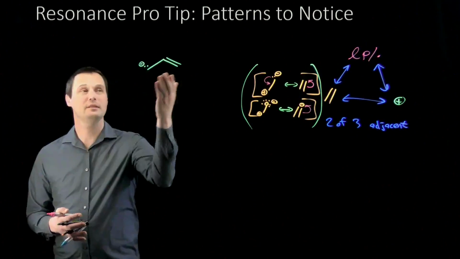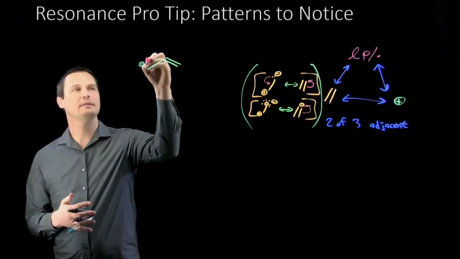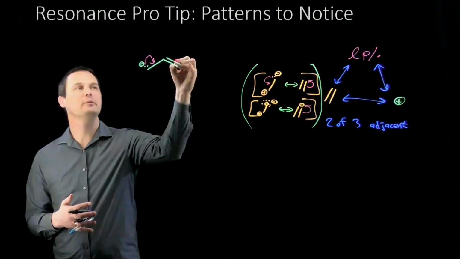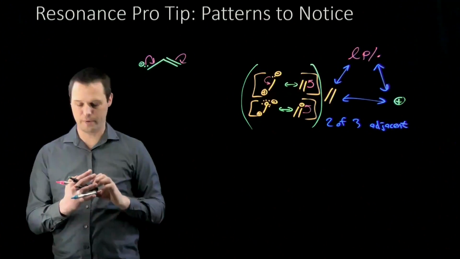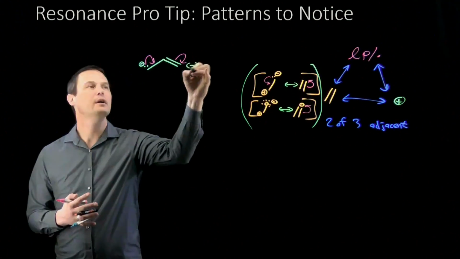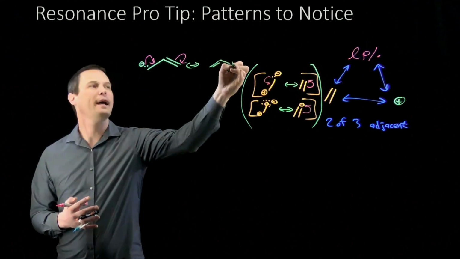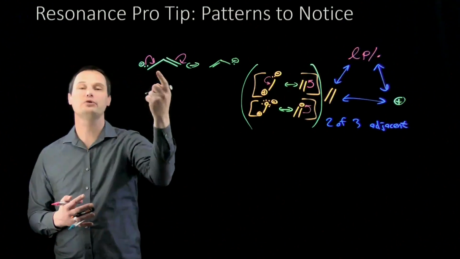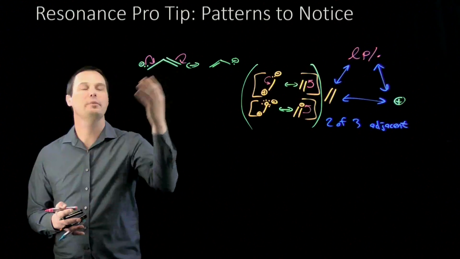So in a very simple case, if we have a lone pair adjacent to a pi bond, I can take that lone pair, make a new pi bond between carbons 1 and 2, and break the pi bond to make a lone pair and a negative charge on carbon number 3. This is a situation where we do have an additional resonance contributor because we have two of the three elements adjacent to each other, a lone pair next to a pi bond.